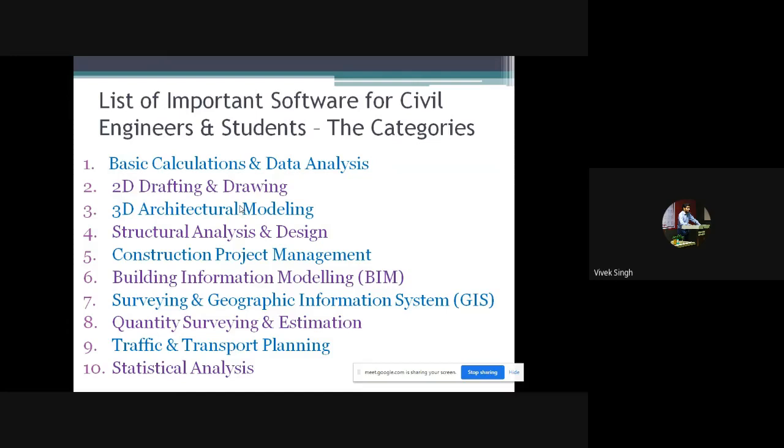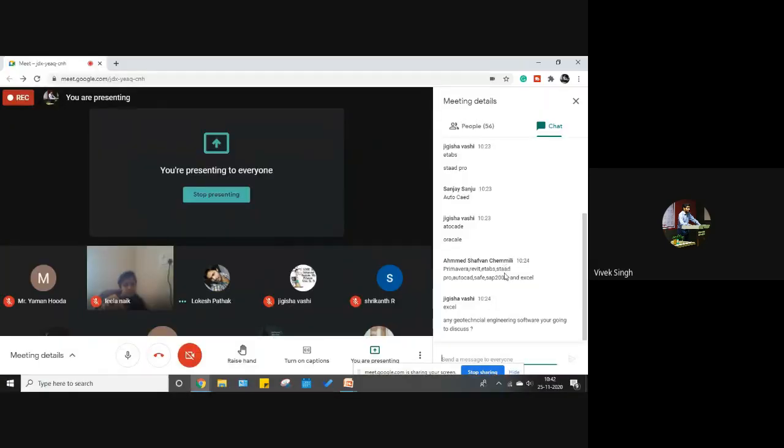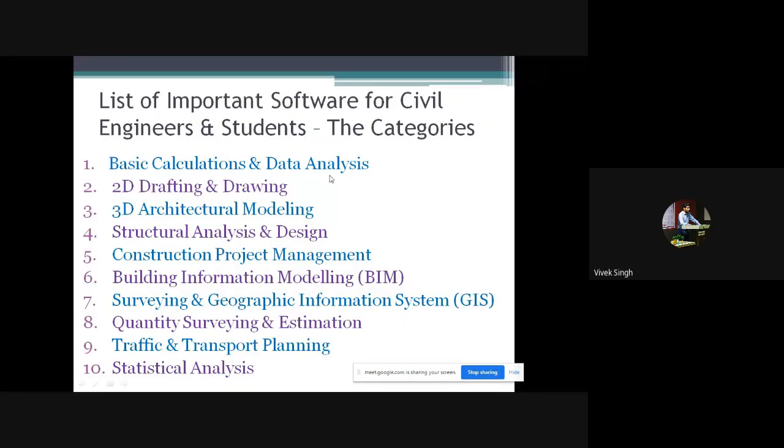So now I have a categorized list of important software for civil engineers and students, and these are the categories. I've divided all the softwares into 10 categories. If there are any other softwares as well, they will fall into these categories only. So first of all, basic calculations and data analysis.